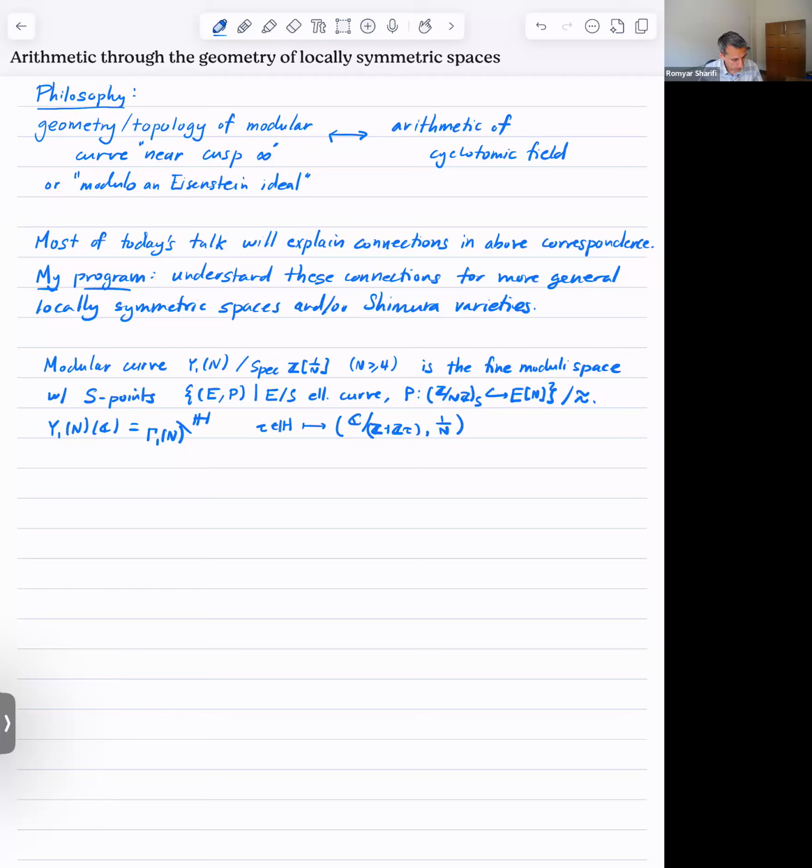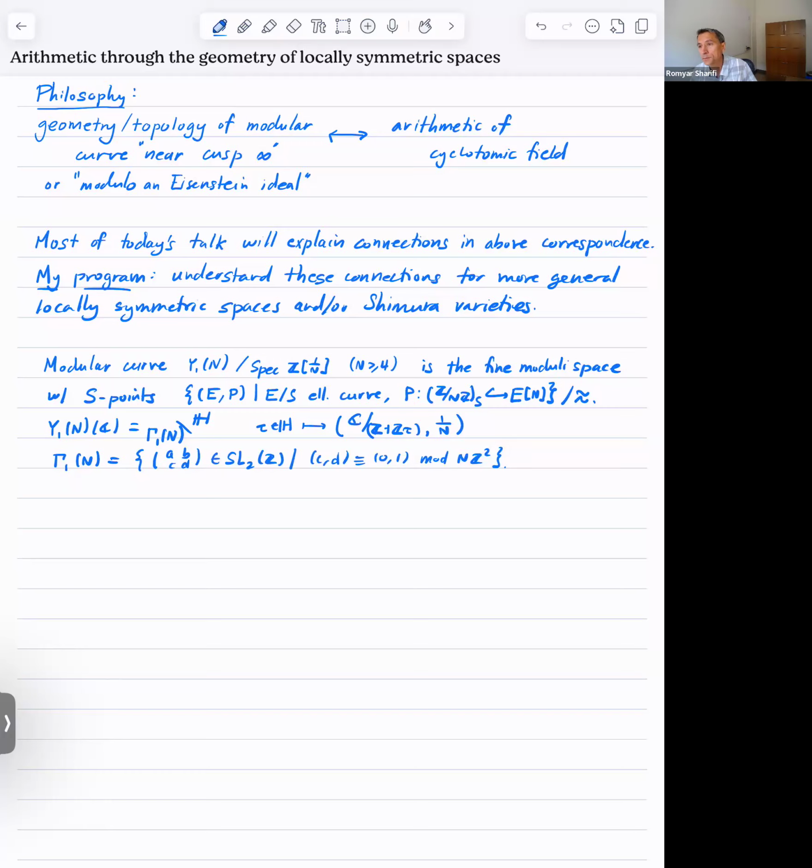And what is the group Gamma1(N)? Gamma1(N) is the set of matrices (A, B; C, D) in SL2(Z) with bottom row congruent to (0, 1) mod N.